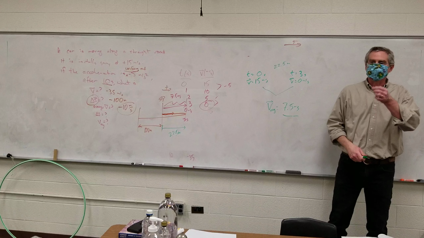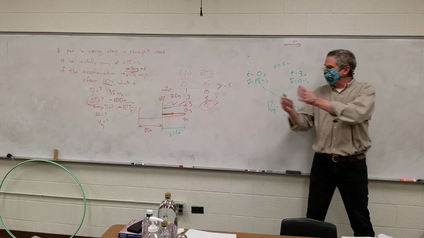And then the question is, what is the total distance traveled? Well, 22.5 meters to get to the stopping point, 22.5 meters to get back to the starting point, and then 100 meters to get to the final point, because I end up 100 meters from where I started. So 22.5 plus 22.5 plus 100. So the total distance traveled is 145 meters.